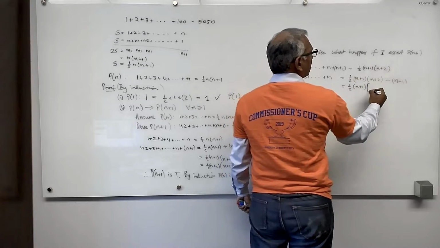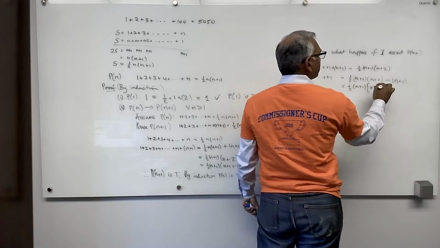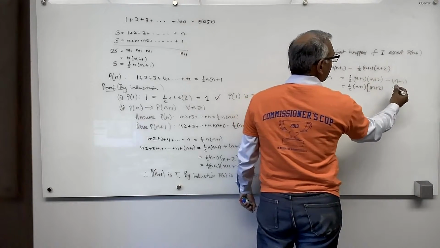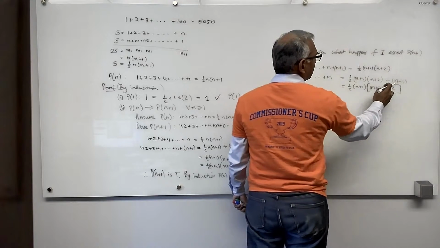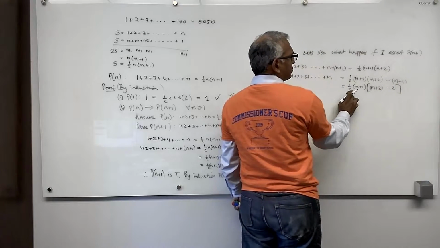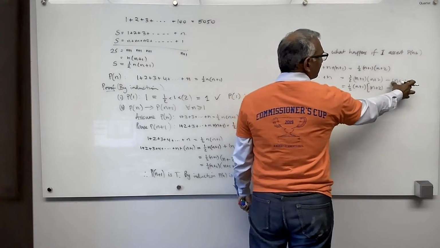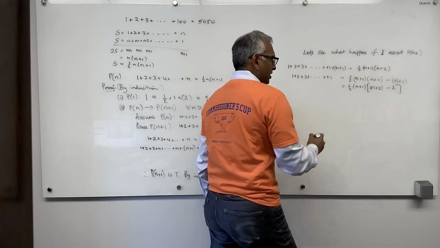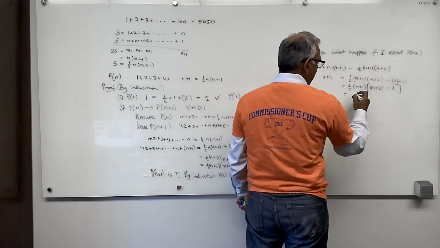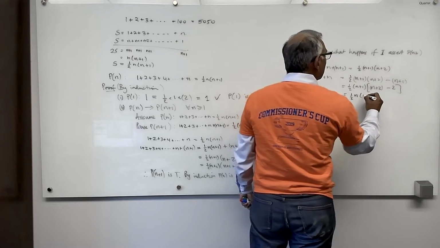Now I'm going to get in here n plus 2, so that's this term, and I'm going to get a minus 2. So the minus 2 cancels out with this 2. 1/2 (n plus 1) times minus 2 gives me minus (n plus 1). That's basic algebra. Now let me simplify: n plus 2 minus 2 is n. So this is 1/2 n (n plus 1).